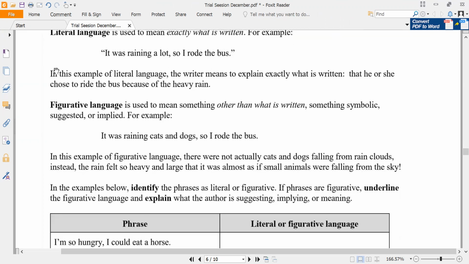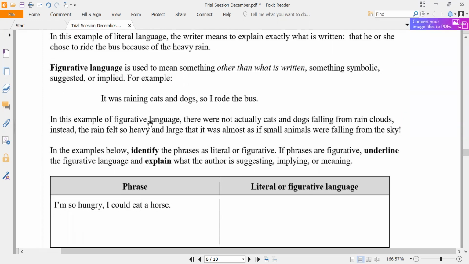Read. In this example of literal language, the writer means to explain exactly what is written, that he or she chose to ride the bus because of the heavy rain. But the second type of language is what? Figurative language. Yes, read.